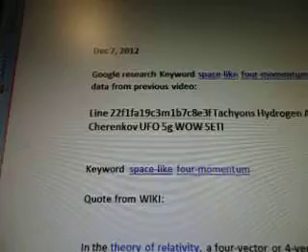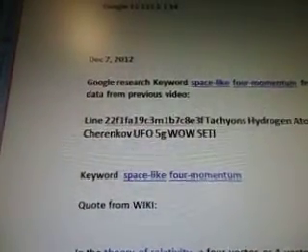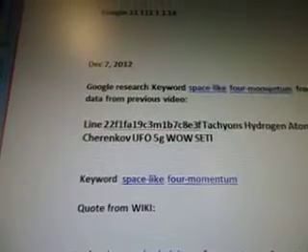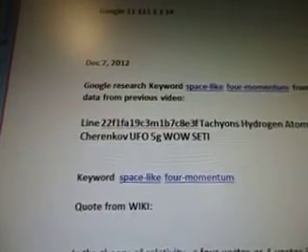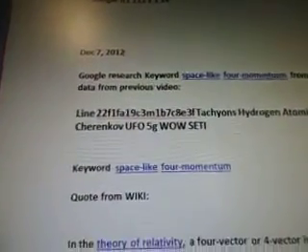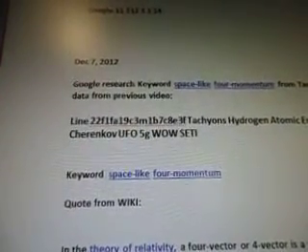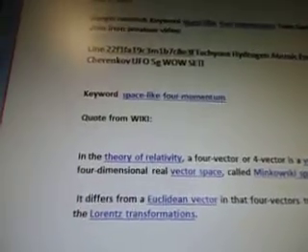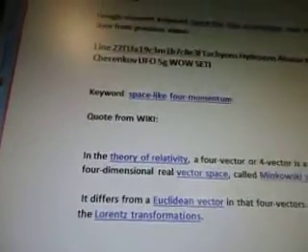Google research keyword space-like form momentum from tachyon data from the previous video. Line 22f1fa19c3m1b7c8e3g. Tachyons, hydrogen, atomic energy, Cherenkov, UFO, 5G Wow Seti. So the keyword was space-like form momentum that came up in that video. So I'm going to quote from Wiki.